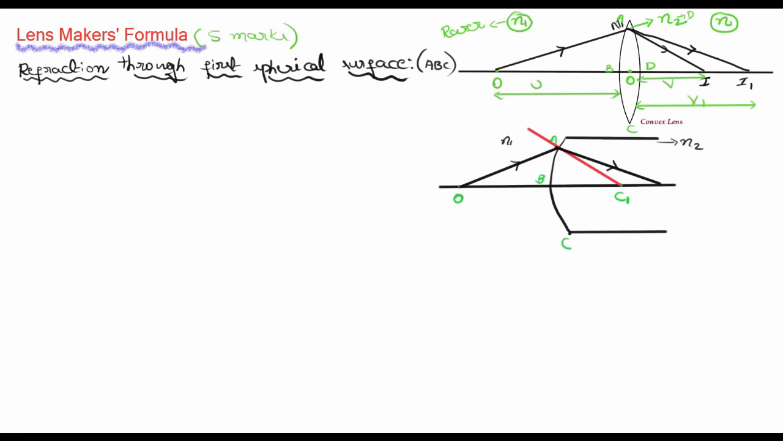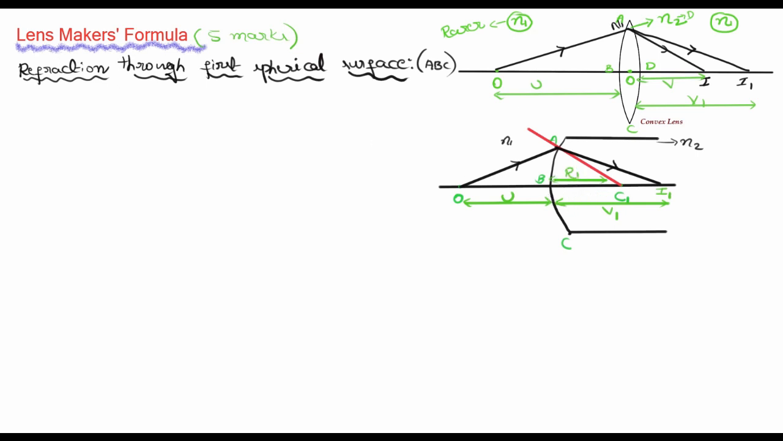Now this image I'll name as I1, because this is the image produced by the first spherical surface. The distance from object to the pole, we know it is u. The distance from the pole to the image I1 is represented by V1, since it is the first image. The distance from the pole to the center of curvature is R1.